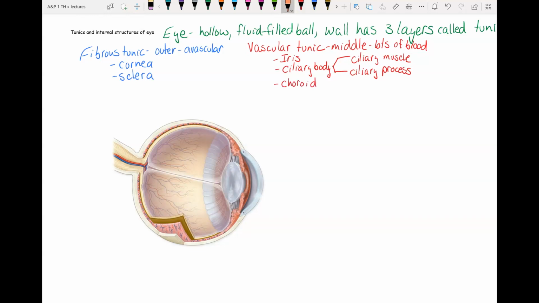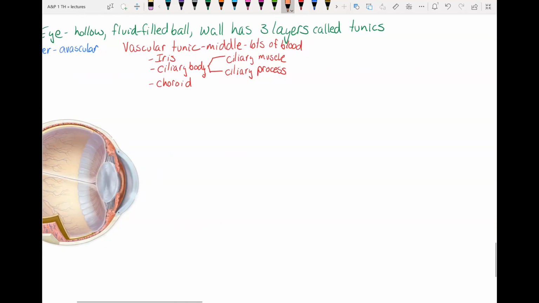The innermost layer is the neural tunic. And this has the retina. Then there are some other parts of the eye that we're going to look at that aren't part of a tunic. So we're going to have a category here of other.